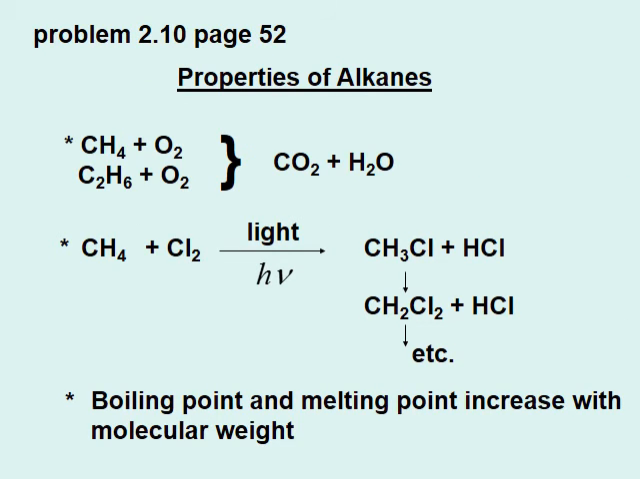Now, some simple properties. All alkanes, this is methane, this is ethane, burn with oxygen, giving carbon dioxide and H2O. In the presence of sunlight, they would break down. And in the presence of chlorine and sunlight, you can get different chlorides.